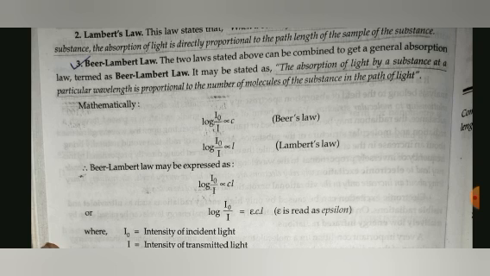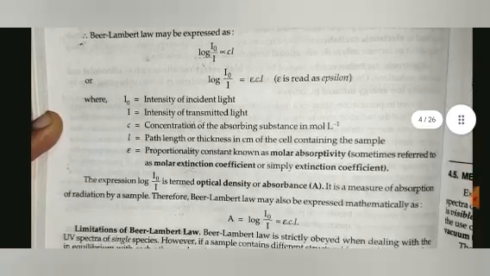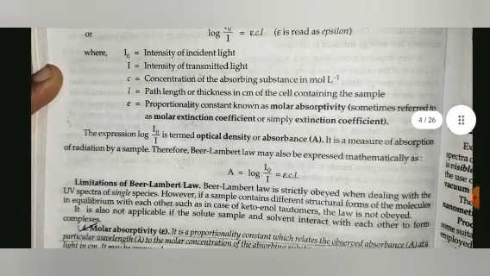I naught is the intensity of incident light, I is the intensity of transmitted light, C is the concentration of absorbing substance in mole per liter, L is the path length or thickness in centimeters of the cell containing the sample, epsilon is the proportionality constant known as molar absorptivity, sometimes referred to as molar extinction coefficient or simply extinction coefficient.